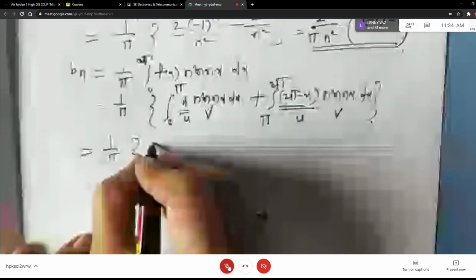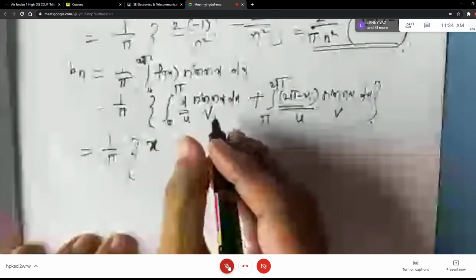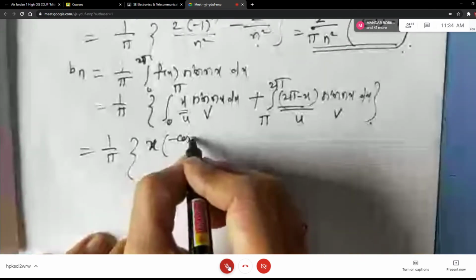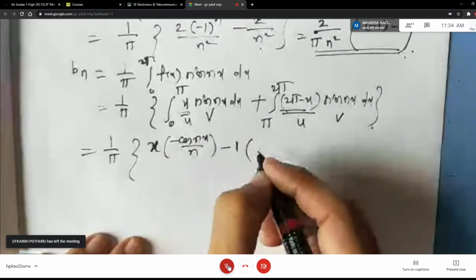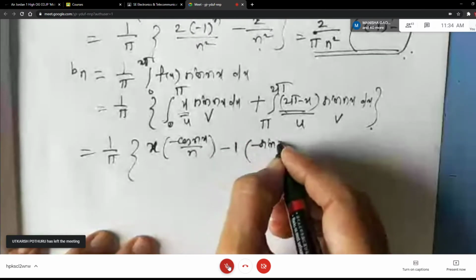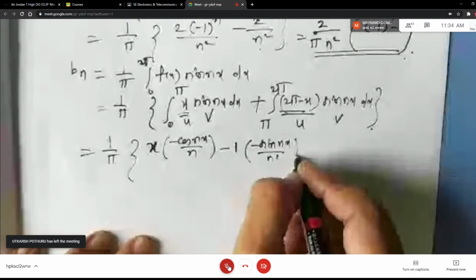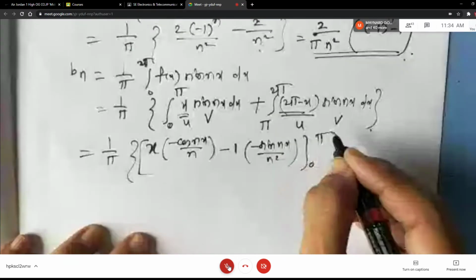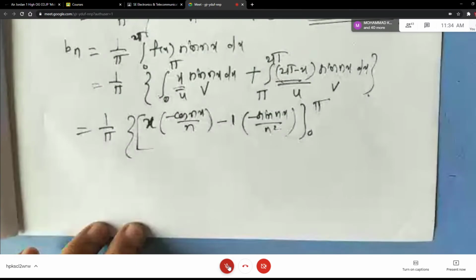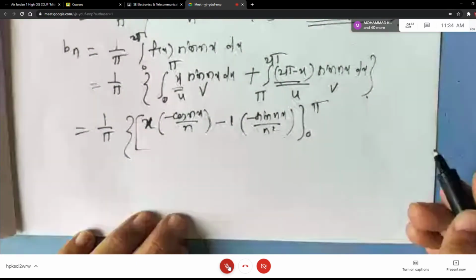So first function is x. Integral of sine nx is minus cos nx by n. Minus derivative of x is 1. Integral of cos nx is sine nx by n. N into n is n square. This minus n will carry forward, from 0 to pi. Cannot write the next term because derivative of 1 will become 0.